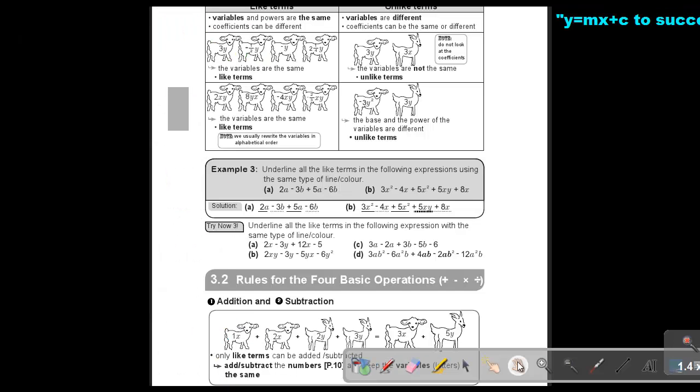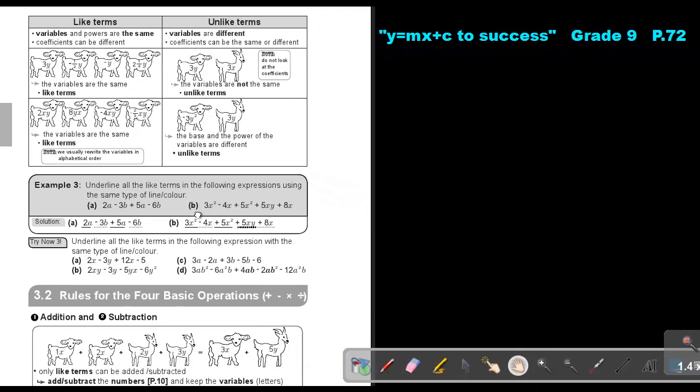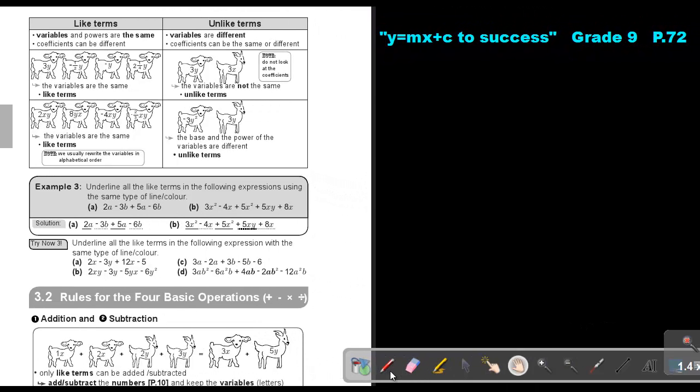Let's look at this final part. It's a revision of grade 8. What is the difference between like terms and unlike terms? The variables and the powers are the same if it's like terms. The coefficients can be different. Look, there's a y, there's a y, there's a y, there's a y. So they are all like, like sheep. The variables are the same.